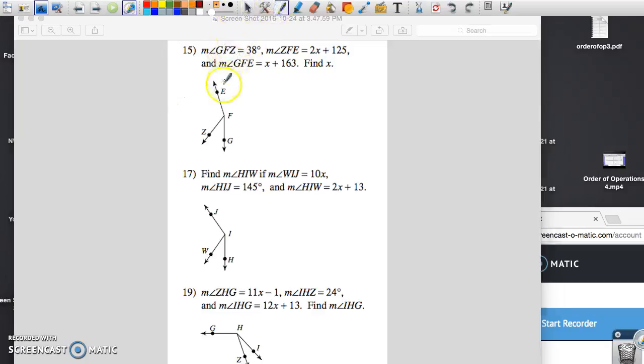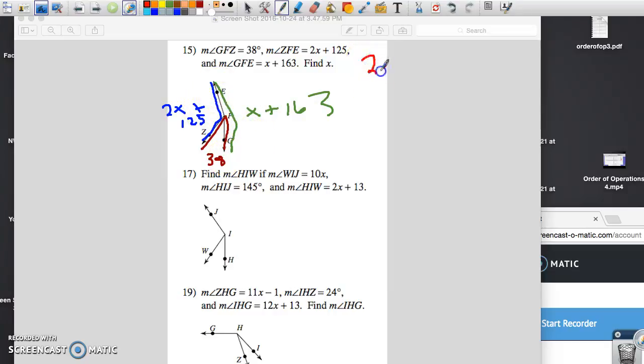Measure of GFZ. GFZ is 38. Measure of angle ZFE. ZFE is 2x plus 125. And then I bet you the next one's going to be the whole thing, isn't it? GFE. GFE, which is the whole thing, I'll put that over here, is x plus 163. So let's put our equation together. And remember, the equation just is the two small angles will equal the large one. The two small angles will equal the large one. So let's do that equation.